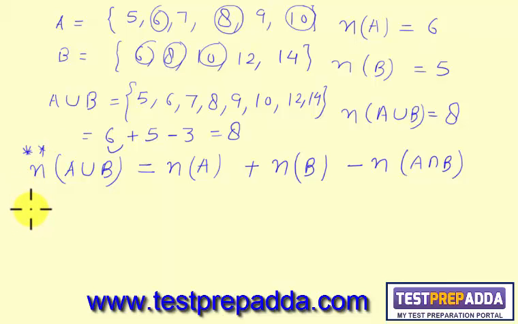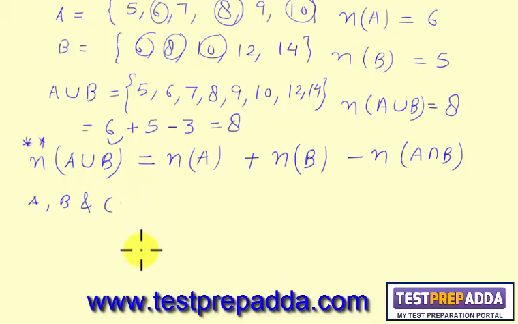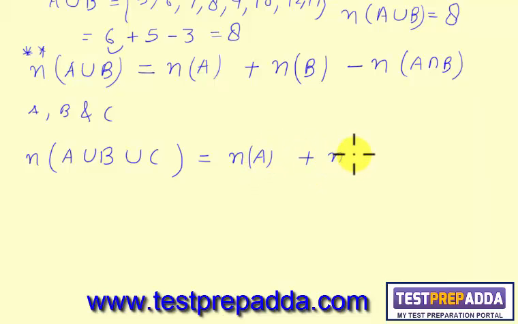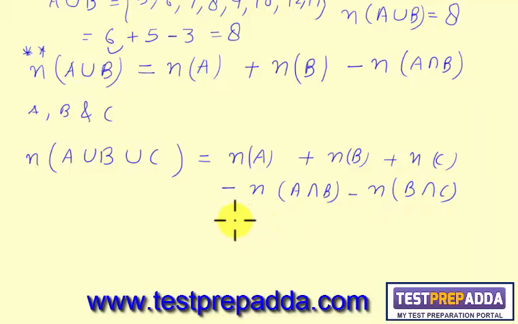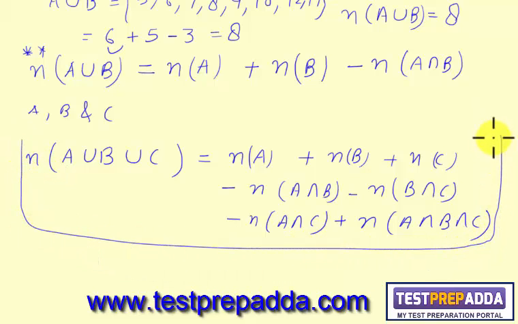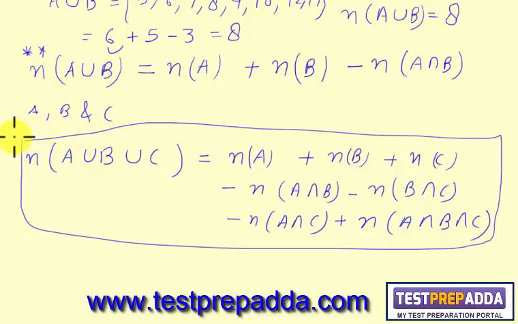Similarly, if there are three sets A, B, and C, then we can write n(A union B union C) is equal to n(A) plus n(B) plus n(C) minus n(A intersection B) minus n(B intersection C) minus n(A intersection C) plus n(A intersection B intersection C). This is another result.